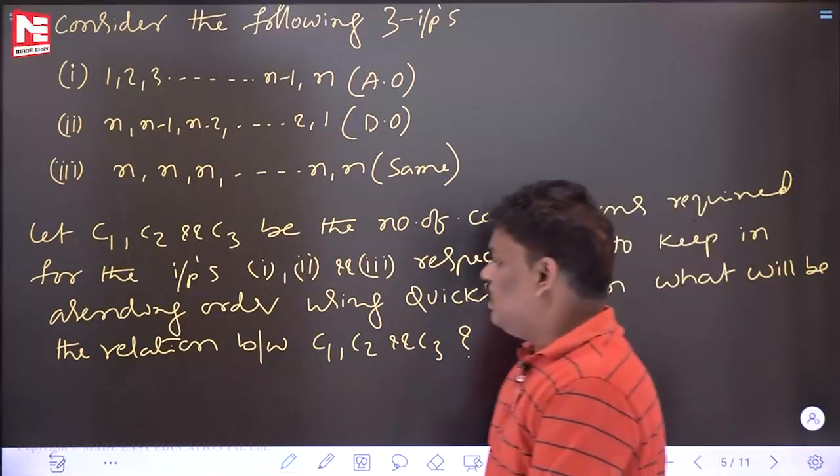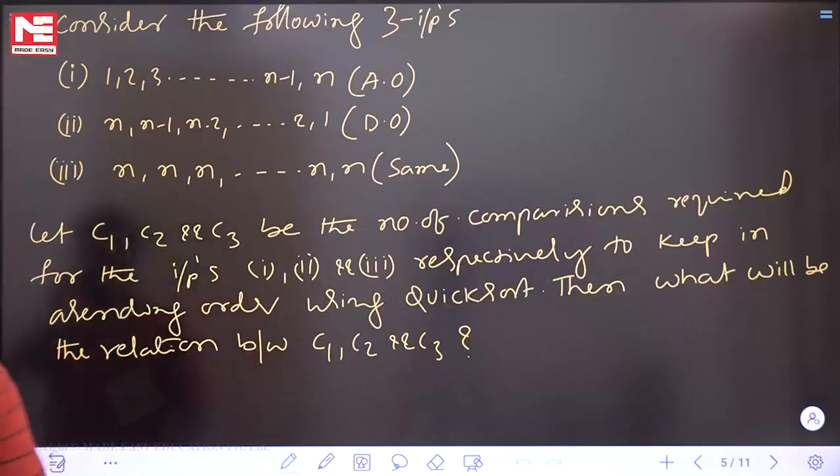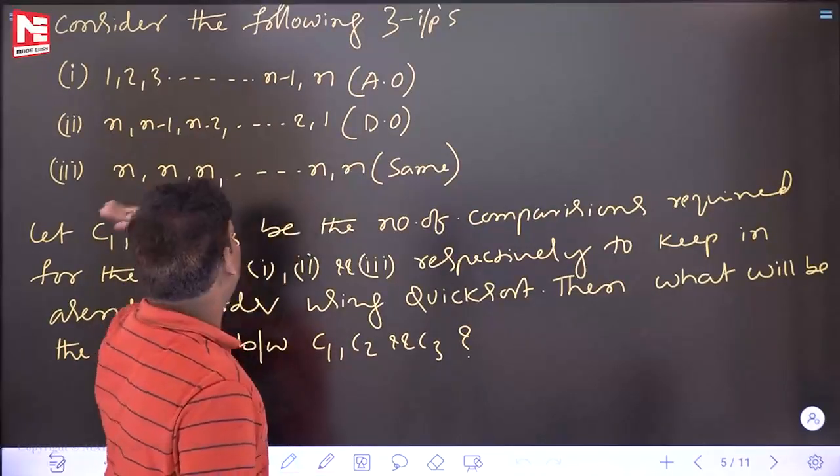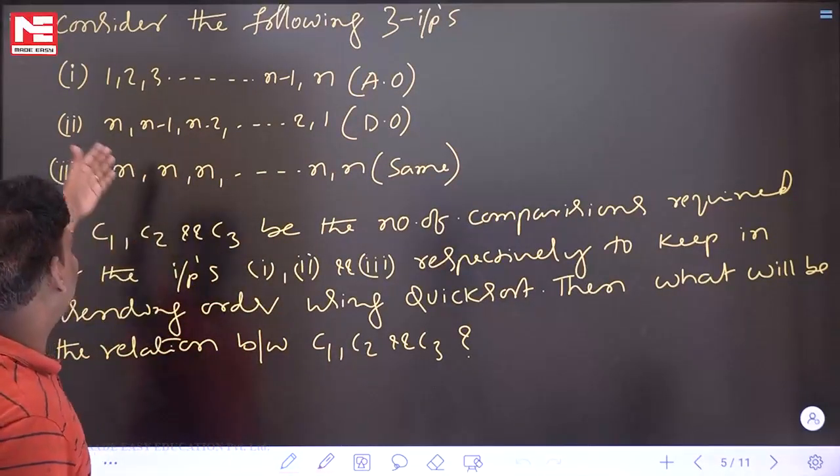Consider the following 3 inputs. What is the first input? 1, 2, 3 and so on up to n, that is ascending order. One more input: n, n minus 1, n minus 2 and so on down to 1, descending order. And one more input with the same elements. I wrote n, you can take 1 also, but one thing, all the elements will be the same. Those are the 3 inputs given.